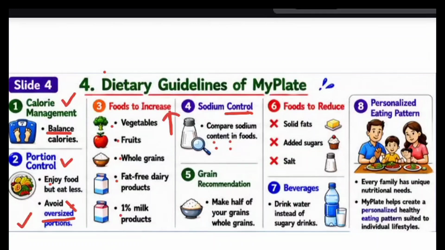Now, let us discuss the grain recommendation. At least half of the grains consumed should be whole grains because whole grains contain more fiber and nutrients compared to refined grains. Examples include brown rice, oats and whole wheat products.